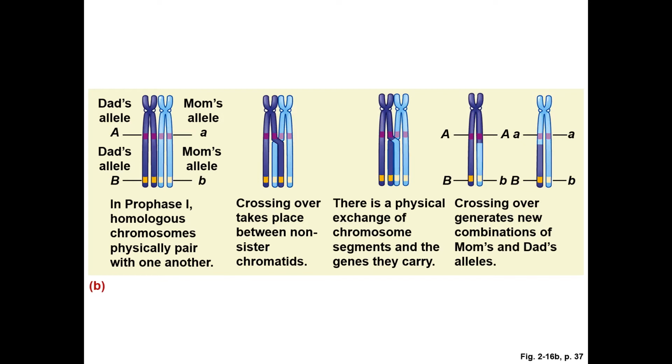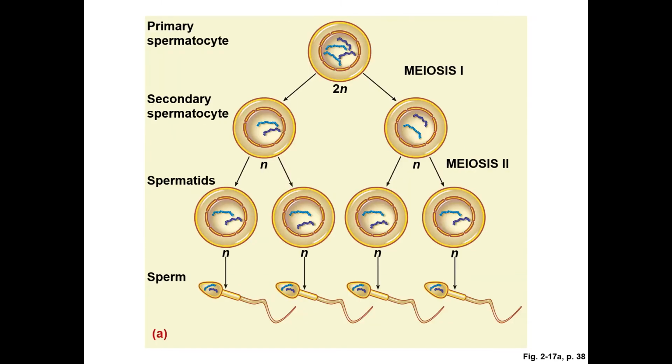Okay, here we talk about crossing over, how one non-sister chromatid can cross over with another non-sister chromatid. So this causes quite a bit of diversity in individuals and who gets what. This is why you're not an exact copy of your mother or your father. You're kind of a combination of the two, because there is this physical exchange of chromosome segments, and crossing over generates new combinations of mom and dad's alleles.